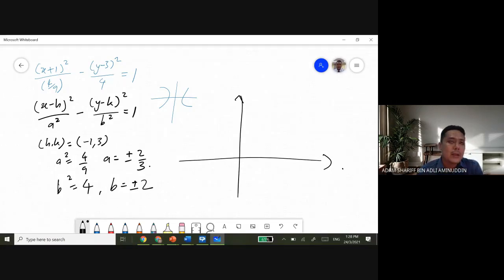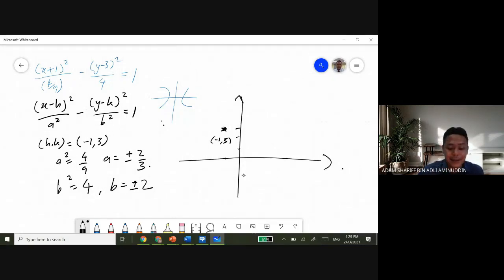Normally after I know the basic shape, positive 1, people will tend to plot the center first. So center dia negative 1, 3, anggaran negative 1, 1, 2, 3. Saya tak lukis betul-betul skala sini. So this will be the center. My center is negative 1, 3. So A adalah plus minus 2 over 3. Oh, susahnya lukis. 2 over 3, 0.6 sikit je kat sini.